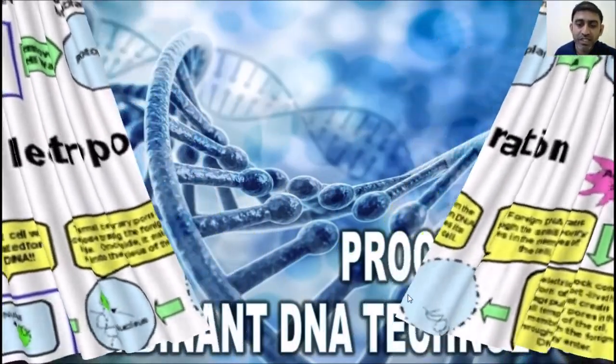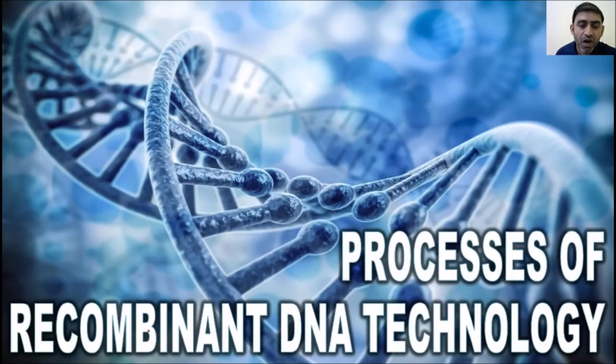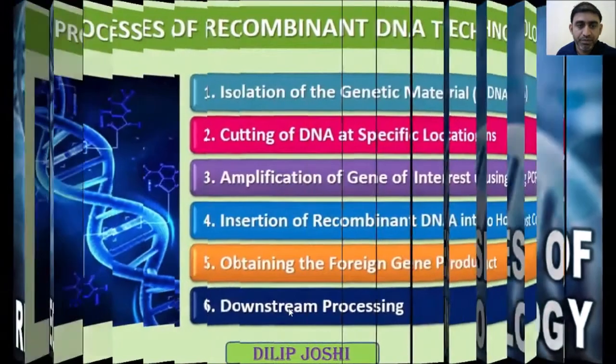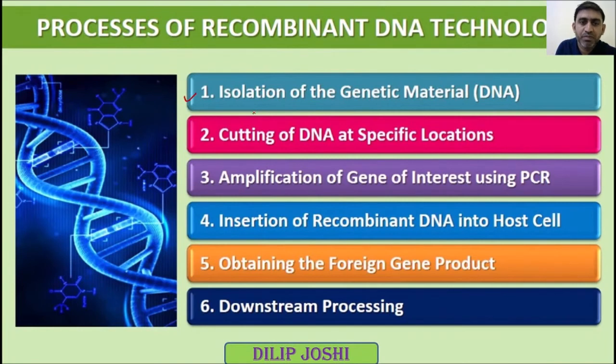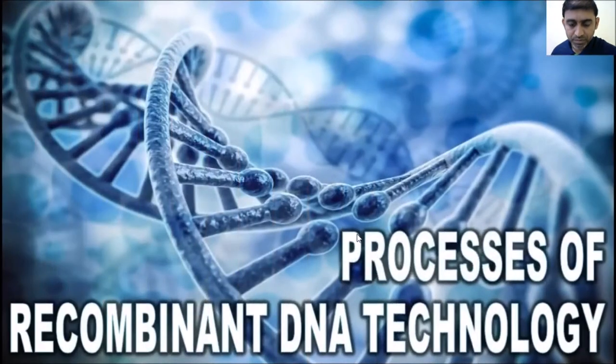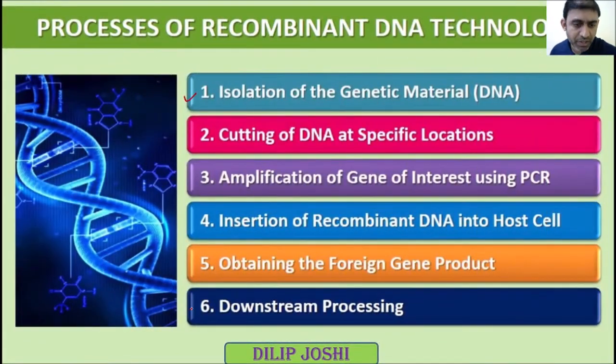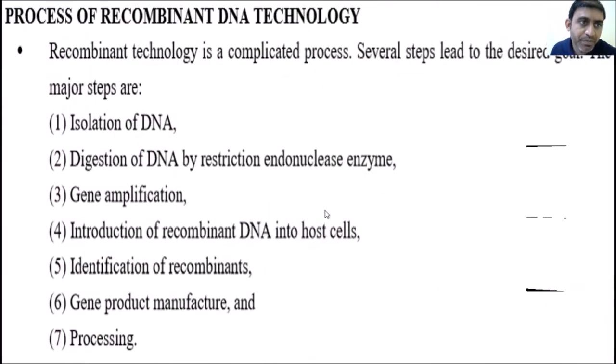Now we are going to see the process of rDNA technology. These methods are used to isolate genetic material, then cut the DNA at a specific location, then amplify the gene of interest, and then insert the recombinant DNA into the host cell and obtain the foreign gene product. These are the strategies used here. Again, here 6 methods are given, actually 7 are there. In the next slide you can see it.